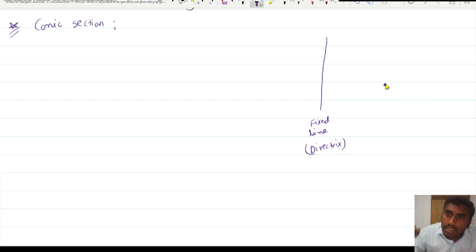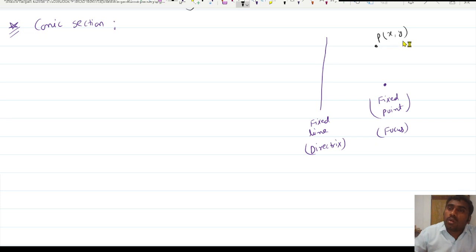Here we have a fixed point. This fixed point is known as the focus. Then here we have the variable. Let us suppose this is the point P, having coordinates x, y. This is the variable point, or you can say the locus point, or moving point, whatever you want to say.